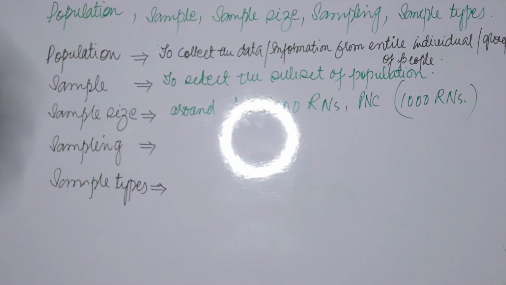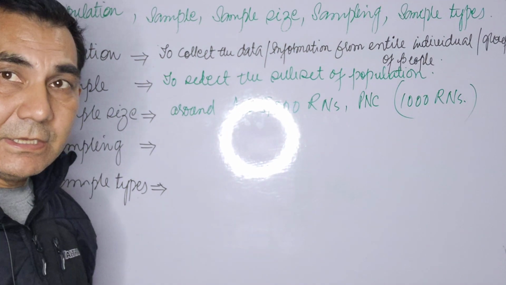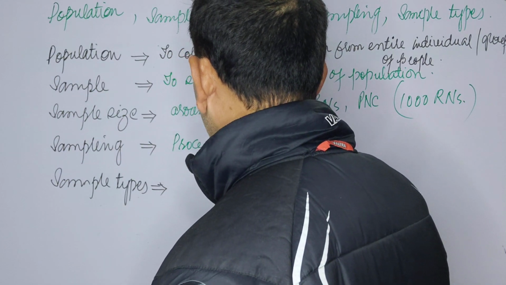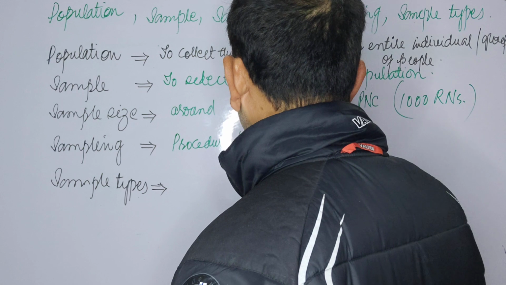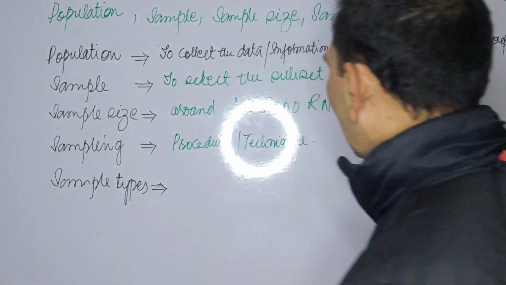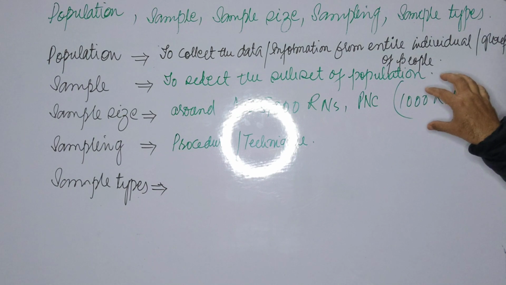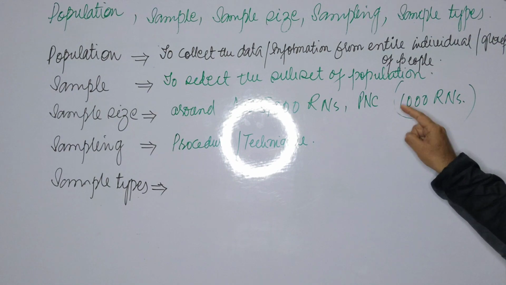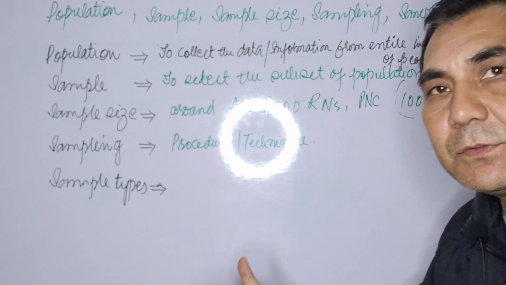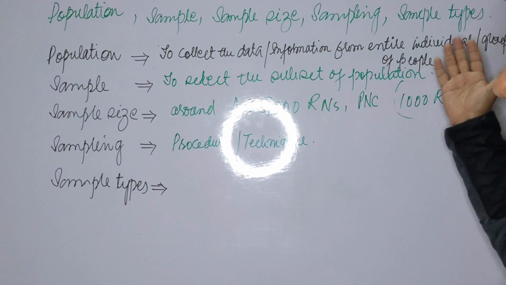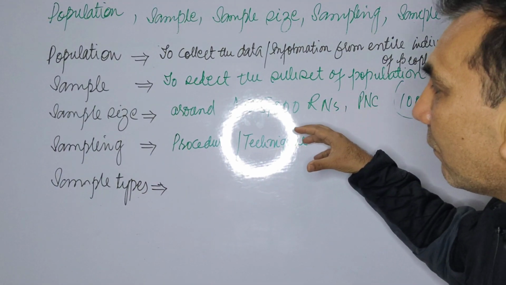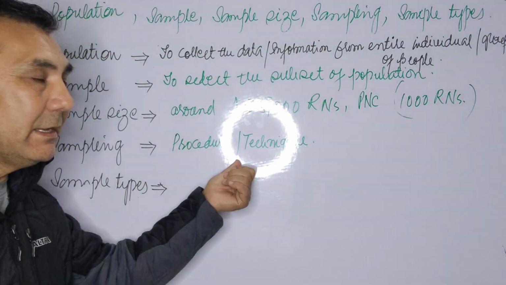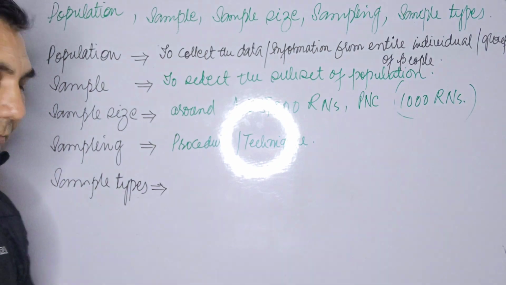Now what is sampling? Sampling is a procedure, or you can say a technique, that the researcher uses to select these 1000 RNs for his research project. By which type of technique he selected the 1000 RNs for his research project, it is called the sampling technique or sampling procedure.